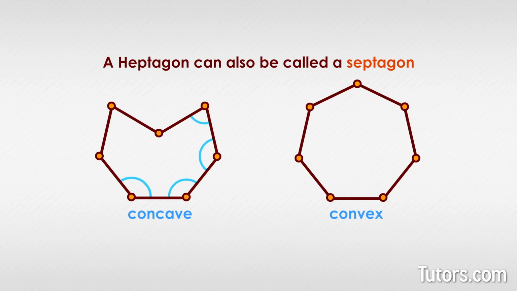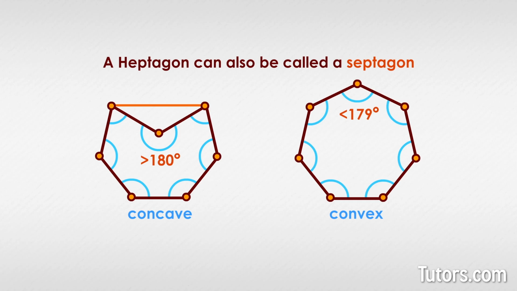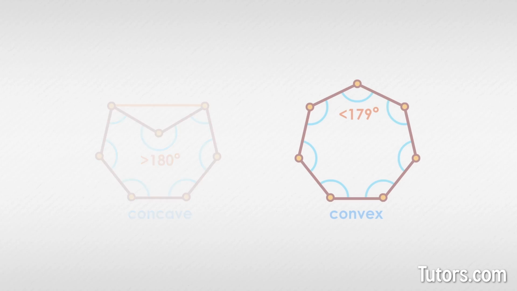A concave heptagon has at least one interior angle greater than 180 degrees. It has at least one diagonal that lies outside the polygon. A convex heptagon has no interior angles greater than 179 degrees. Since no interior angle is greater than 179 degrees, no diagonal can lie outside the polygon.